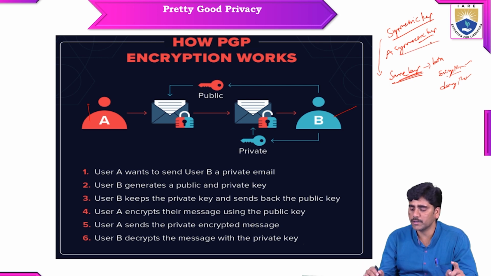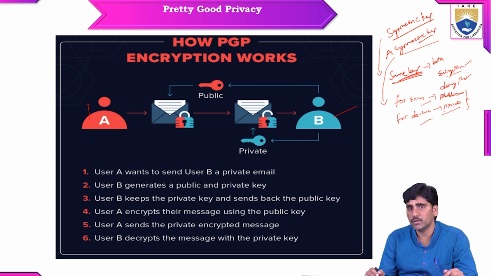But in the asymmetric key, as the name itself says, asymmetric, for encryption we use one key and for decryption we use another. For encryption, we use the public key. For decryption, we use the private key. So to do this encryption and decryption process, we are using different keys.